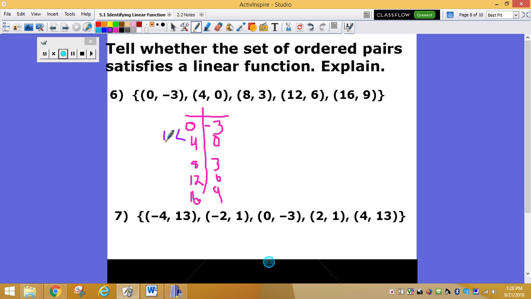0 to 4, you go up 4. 4 to 8, you go up 4. 8 to 12, you go up 4. 12 to 16, we go up 4. So those are all good. Negative 3 to 0, we go up 3. 0 to 3, we go up 3. 3 to 6, we go up 3. 6 to 9, we go up 3. All my x's are the same. All my y's are the same. So this one is linear.